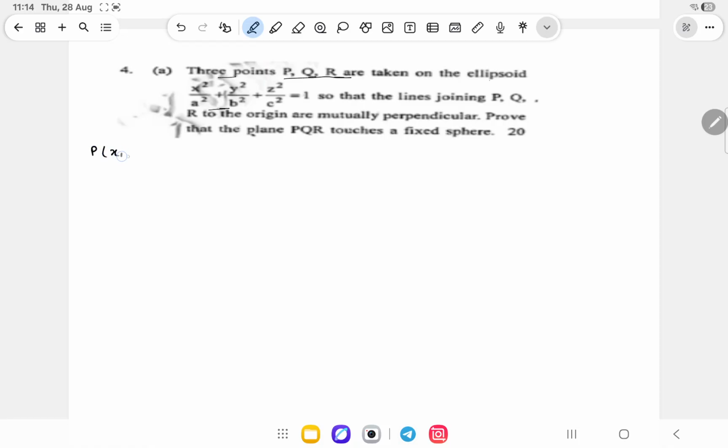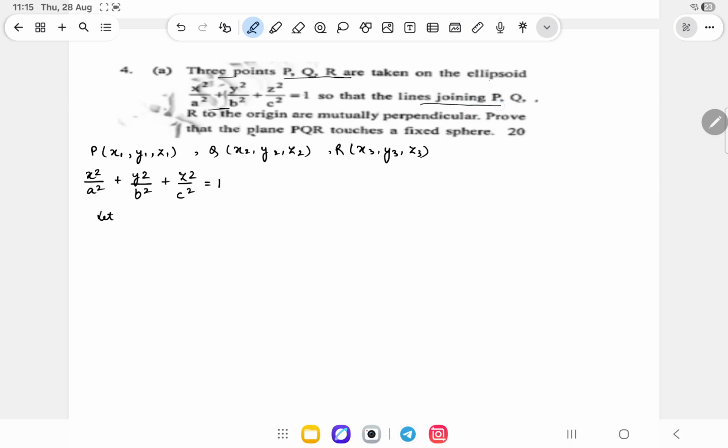Let's say my P point is x1, y1, z1, and my Q point is x2, y2, z2, and my R point is x3, y3, z3. The question says that these 3 points lie on the given ellipsoid, that is basically x square by a square plus y square by b square plus z square by c square is equals to 1.